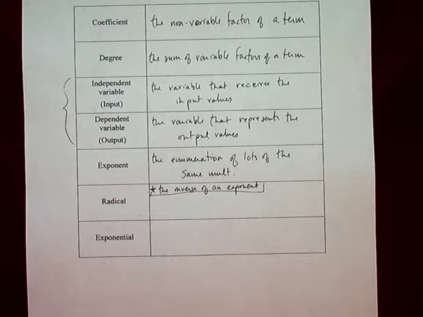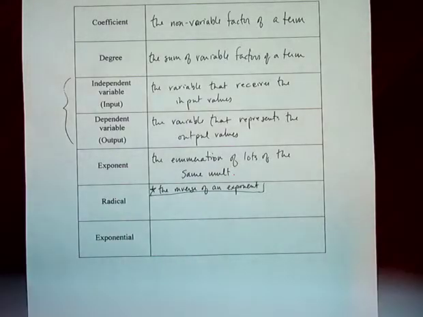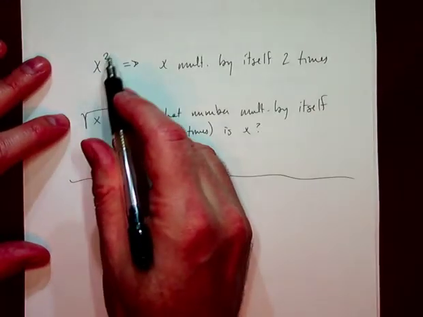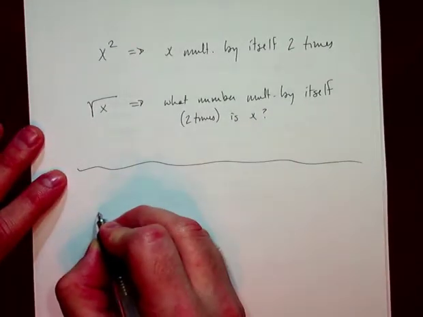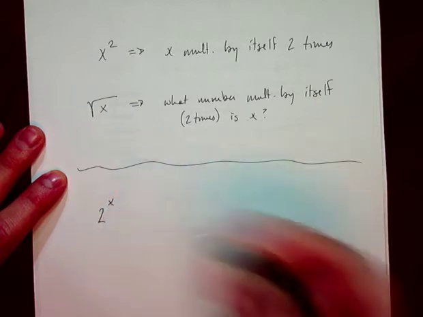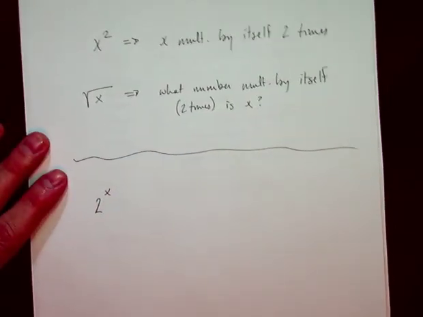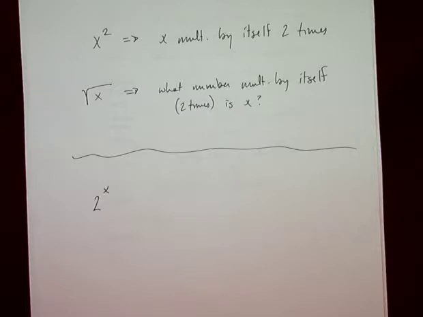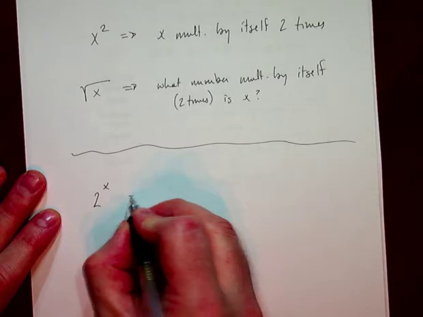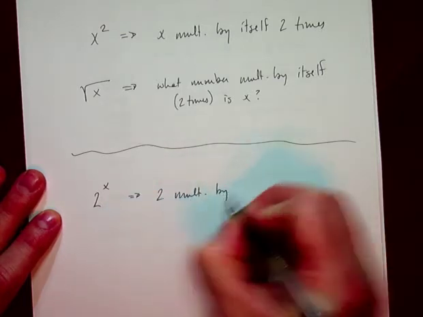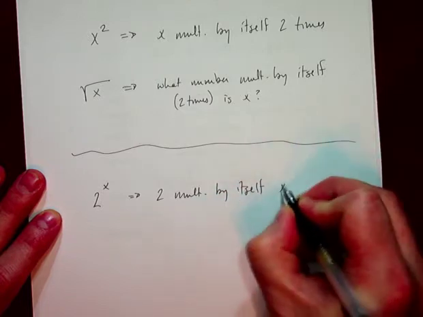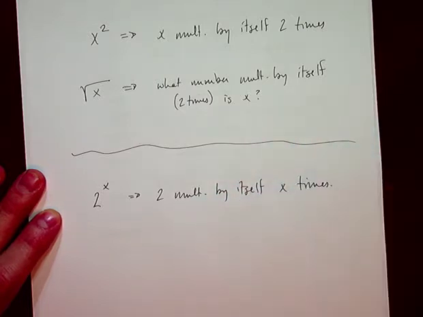Now, an exponential, and we have to be careful with this. Remember, an exponent is what we refer to when it's like x squared, right? We say x has an exponent of 2. An exponential, right, is when it's instead 2 to the x. And its inverse is obviously a logarithm, okay? But 2 to the x is not x multiplied by itself. It's 2 multiplied by itself x times, right?